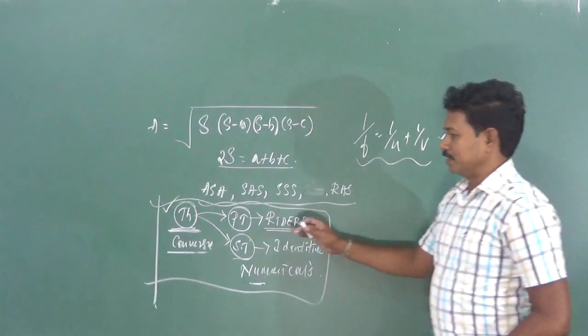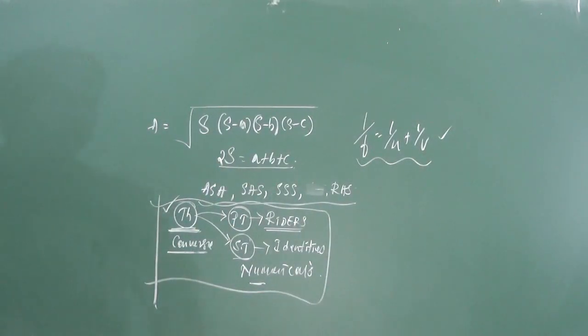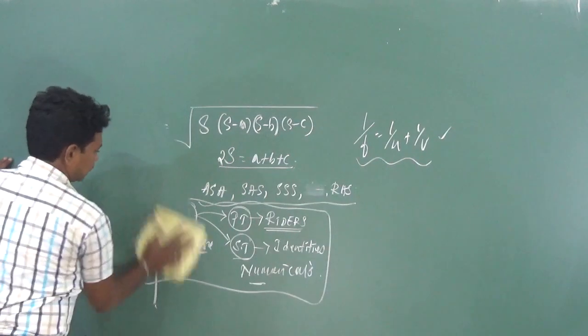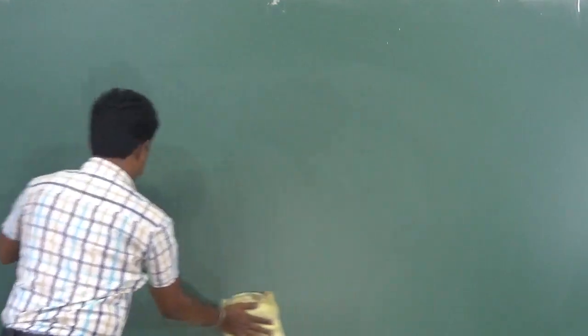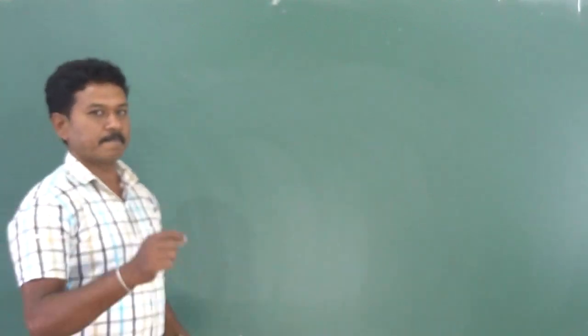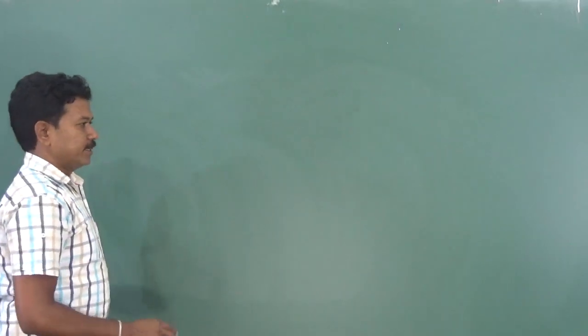Okay. So we'll go with the next concept. These are the previous things you have learned regarding triangles. Right. Now we'll go with a small imagination or a small story. So imagine a school.